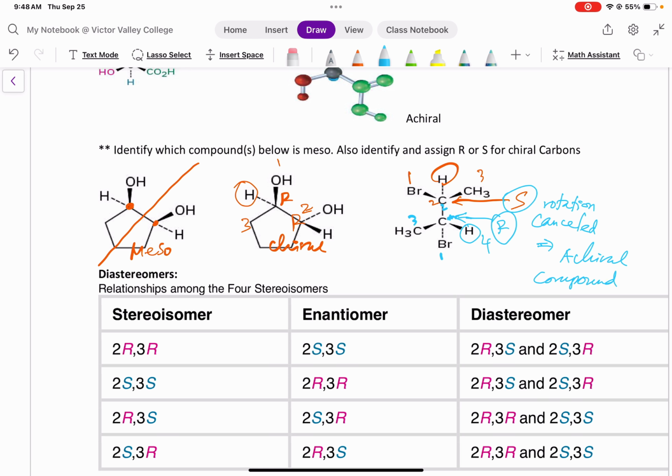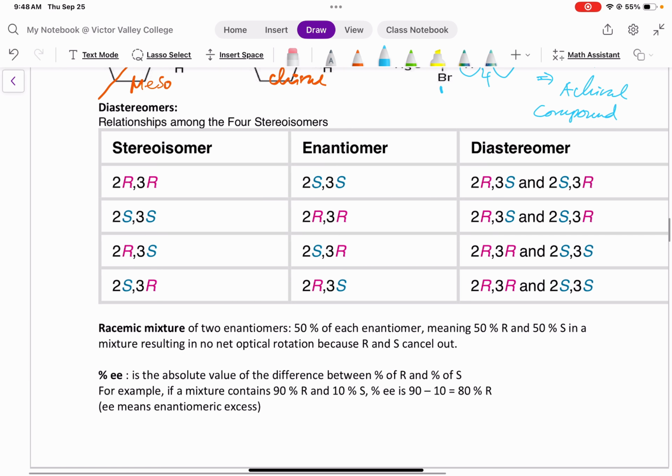Here's a summary of stereoisomers. Now, if you got 2R, 3R and 2S, 3S, they're enantiomers. You got 2S, 3S, 2R, 3R, also enantiomers. Okay, you got RS, SR, enantiomers, so it's opposite, right? Diastereomers, you got all kinds of combinations.